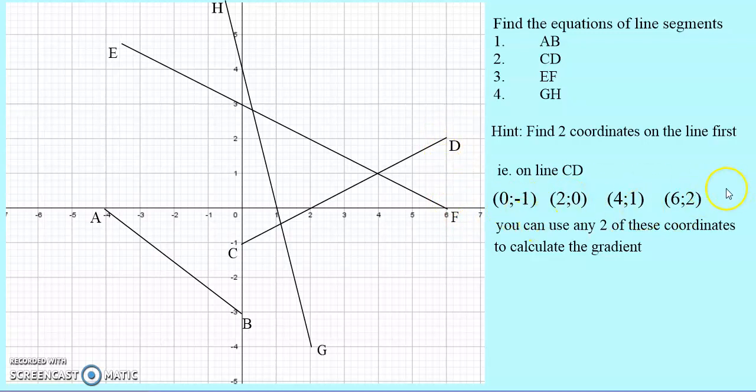So if I look at any of those coordinates, I can calculate the gradient between any 2 points, especially if I'm not going to be given a picture. I need to calculate it algebraically. If I'm given the y-intercept, where the line cuts the graph, I know what the equation of this line will be if I have the gradient, and I use these values as my c values. Good luck. I trust you will find it easy to calculate the equations of the following lines.